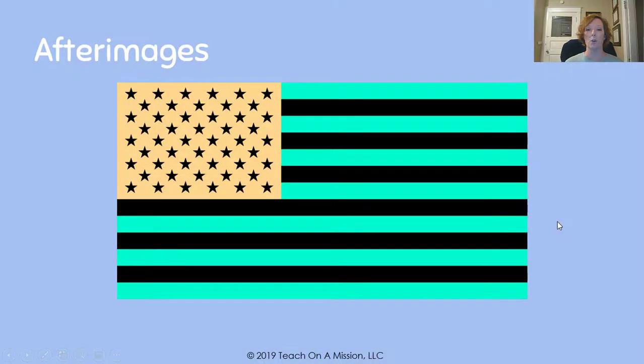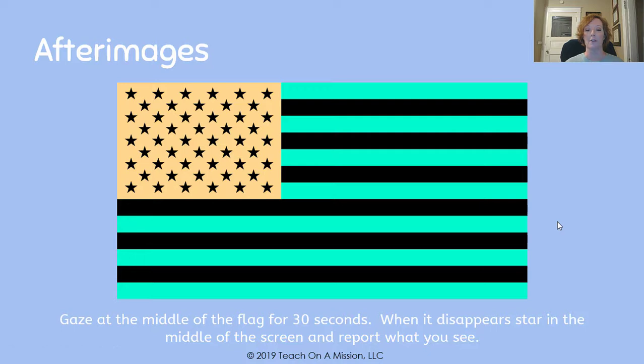So what we're going to do is I want you to gaze at the middle of the flag for 30 seconds. I will time you. When it disappears, I want you to stare into the middle of the white screen and then write down what you see. You ready? Go. Okay, you should see something pretty amazing emerge. Let me know in your notes what you have seen.